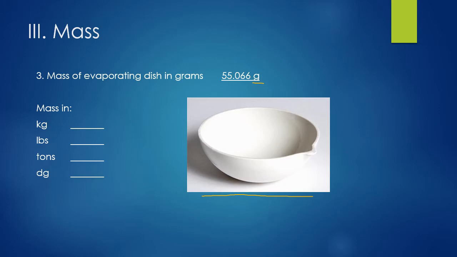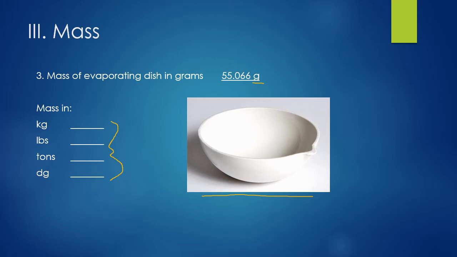I got 55.066 grams. Now notice this time, counting the significant figures, it looks like I have 5. When we're using conversion factors, we're either multiplying or dividing, so that's why I'm looking at sig figs as a whole. Since I have 5 sig figs in my original number, all 4 of my answers when I do my conversions over here should have 5 significant figures.